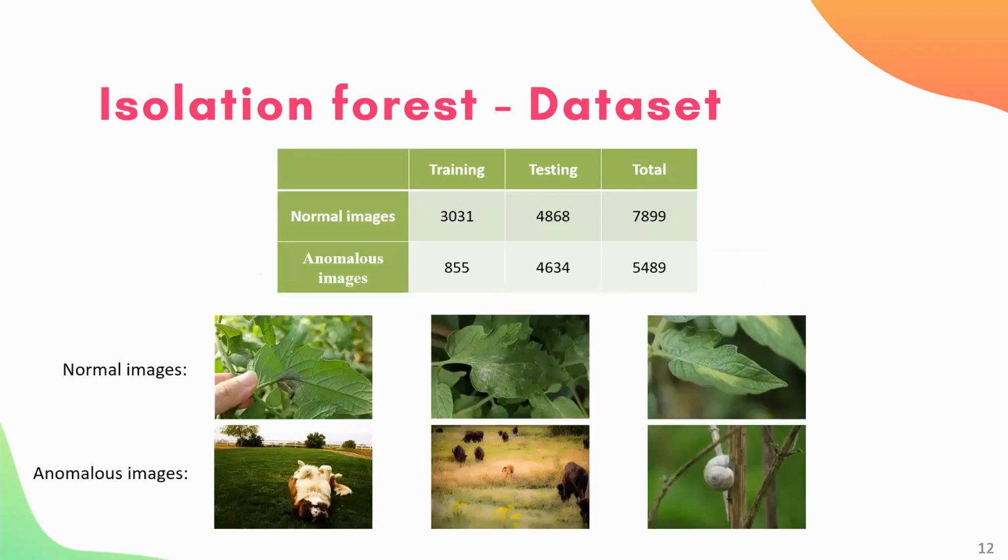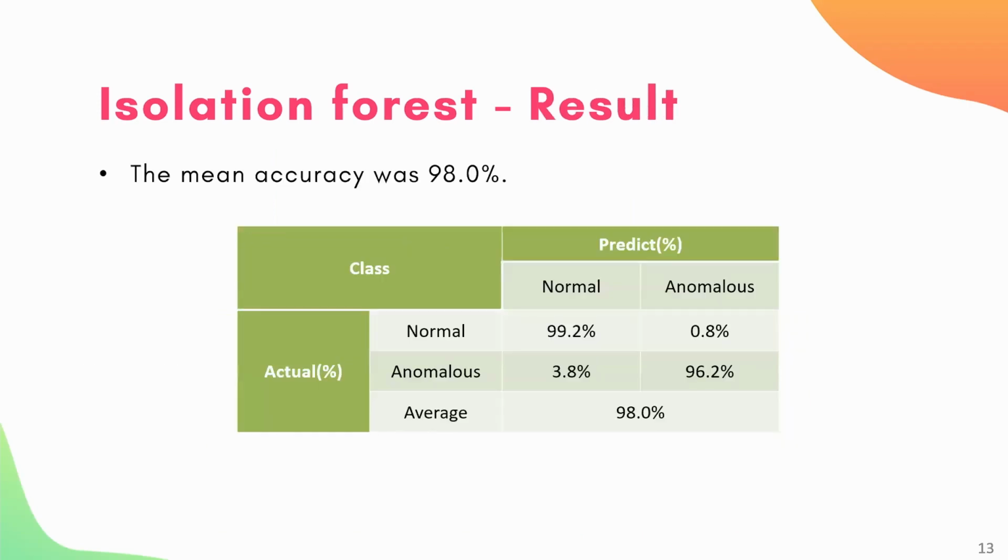And next, here is my image dataset for training and testing the anomaly detection models. The normal images and the anomalous images are also shown on this page. Okay, next, this is the result of the trained anomaly detection models. The mean accuracy was about 98%.